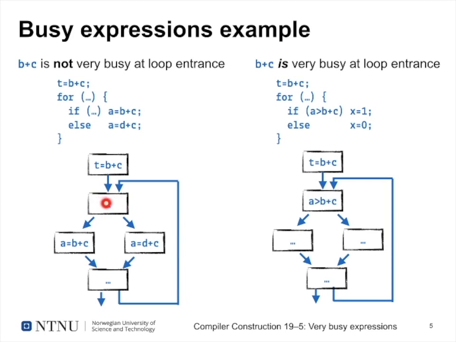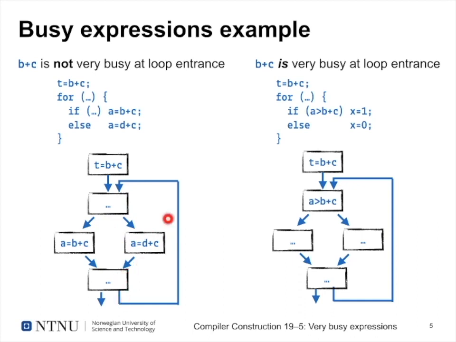If we go to the left here, we calculate A equals B plus C, so essentially our expression is busy, and then our control flows converge again. But if we go to the other side, so we start again here, go to the right, we calculate something different like D plus C, so our expression is not busy here. So even if we enter the loop again, we can always take the right path.